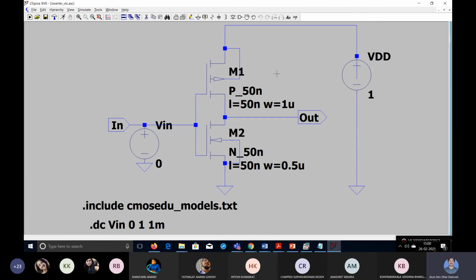So first we will create the symbol, then we will use that symbol for simulating the inverter characteristics. After that we will simulate the ring oscillator characteristics. These things will be discussed later on.